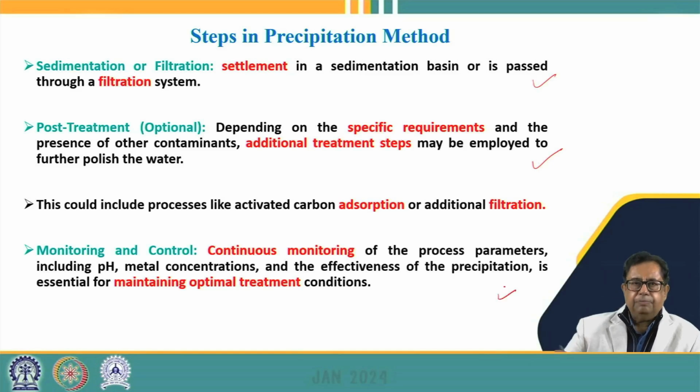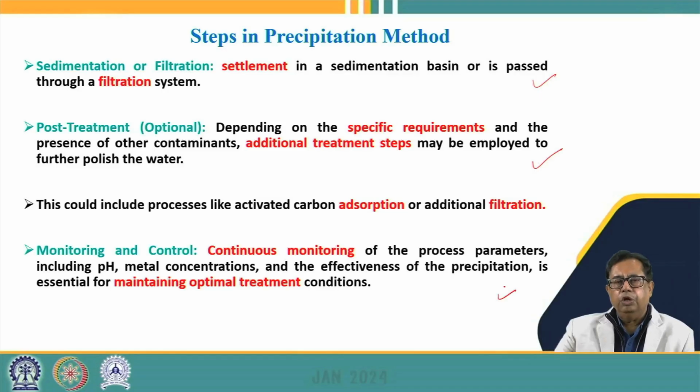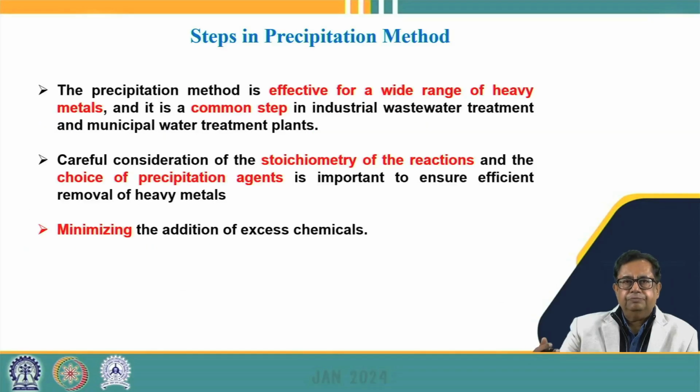And the last step is that we also have to monitor and control the processes. For example, continuous monitoring is required. We have to always monitor the pH and the metal concentrations coming out in the effluent. We also have to see the effectiveness of the precipitation that we are doing, so that we can maintain the optimum treatment conditions.